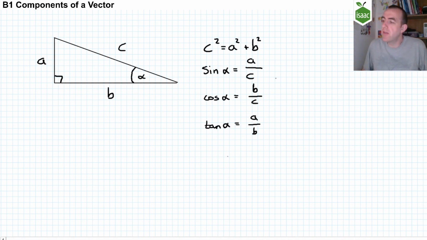My number one piece of advice to you is to draw a diagram, because other than drawing a diagram, as long as you have these 4 basic rules of trigonometry, you can answer these vector problems.